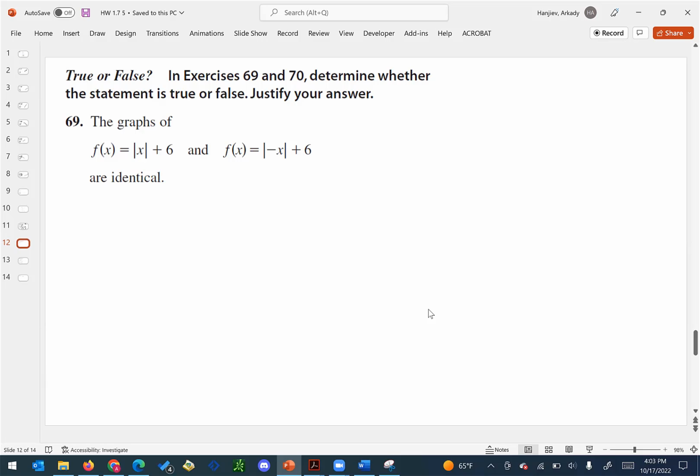And we're looking at these two graphs, and the question is, are these identical graphs? Will they produce the same exact graph? So let's graph them, as it says to do. I'm going to make my makeshift graph over here. So I'm making myself a little table.